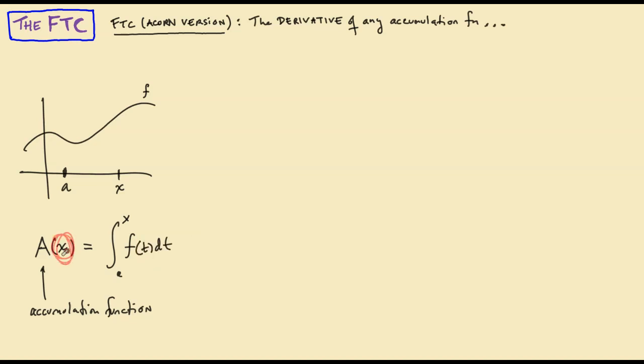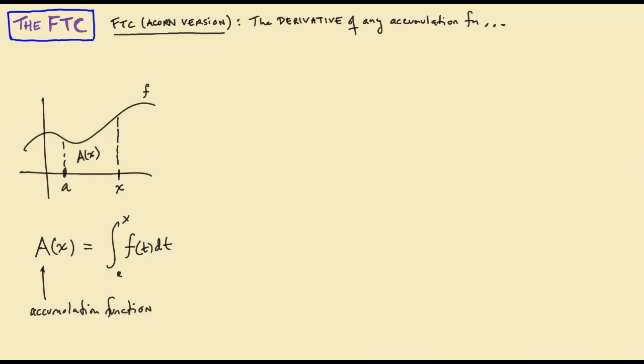So the argument of the accumulation function, the input value, simply becomes the upper boundary of integration of this integral of f. And in particular, in this picture here, A of x would correspond to this area, because of course this integral represents that area. Okay, so far so good.